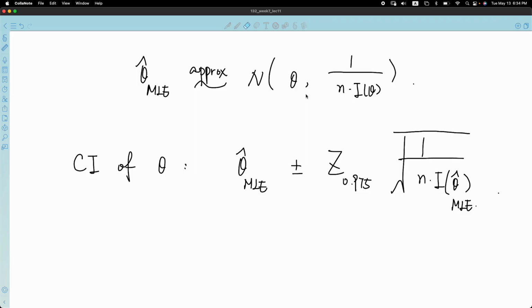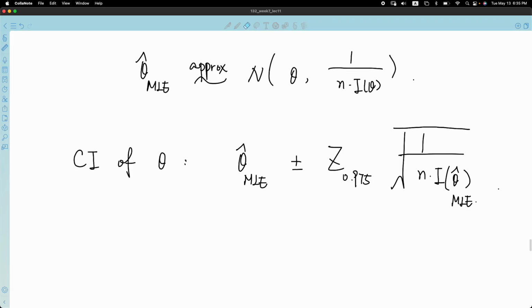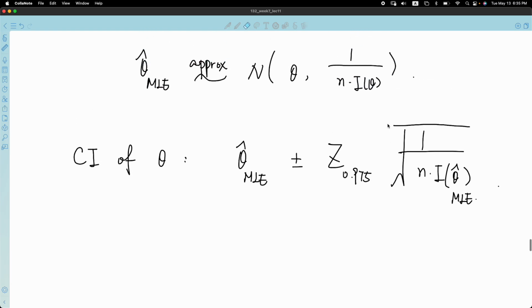Any questions or comments? If not, then maybe let's do one more example. What did you write next to the C? 0.975, the quantile of a standard normal. So the 97.5 quantile of the standard normal.